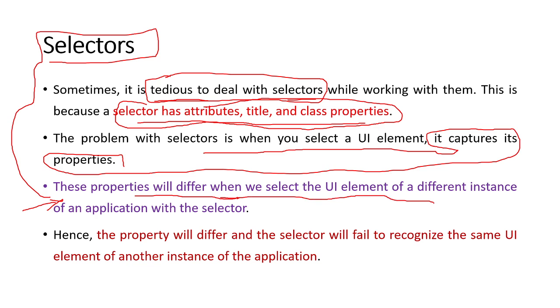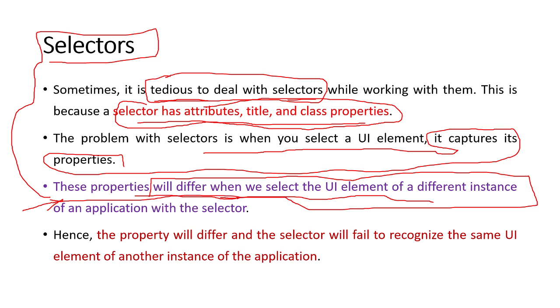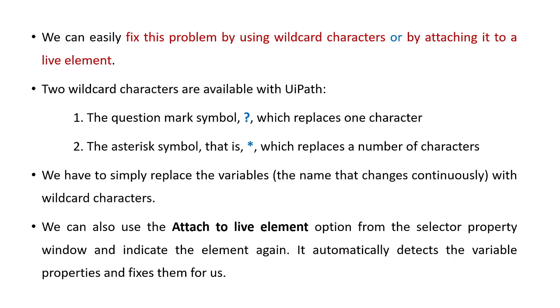So this is the point where usually the robot will fail to do its task. The properties of the target element will change when you change the instance, or when you create a new instance of the same application. I will give an example of this, don't worry. And hence the property will differ. Since the property will differ, the selector will fail to recognize the same UI element or the target element. Let me clarify this with a simple example, and then we shall discuss how to fix or deal with this problem.